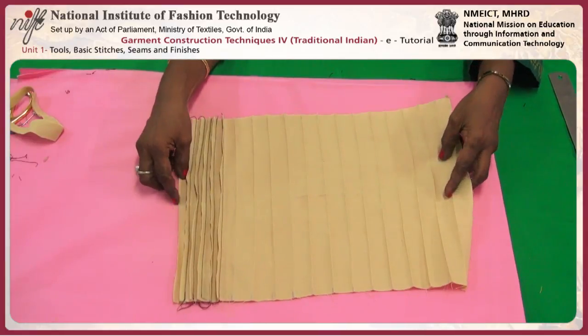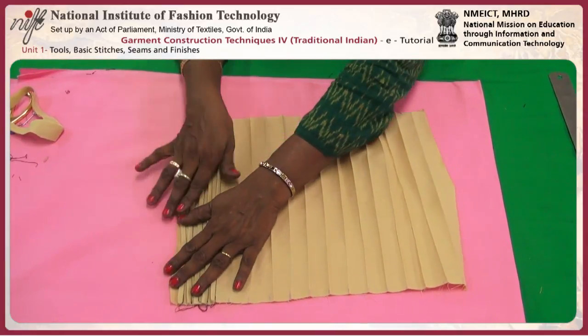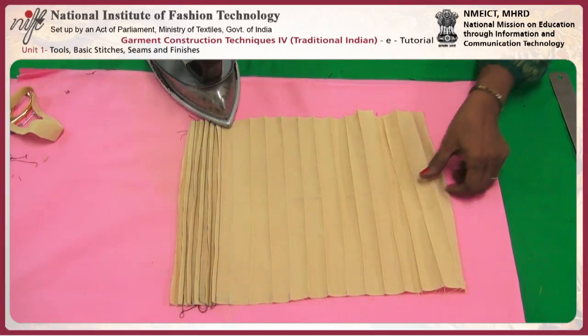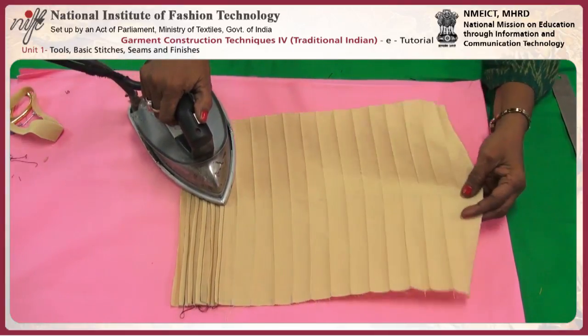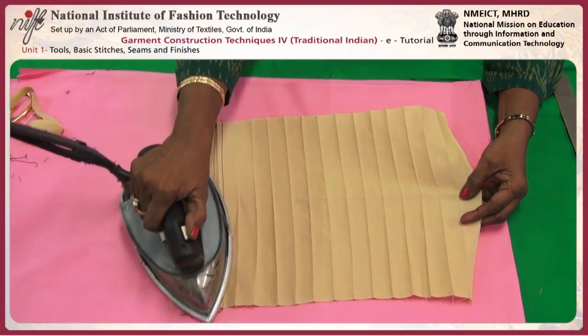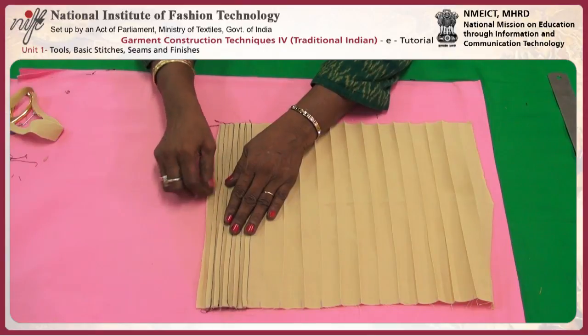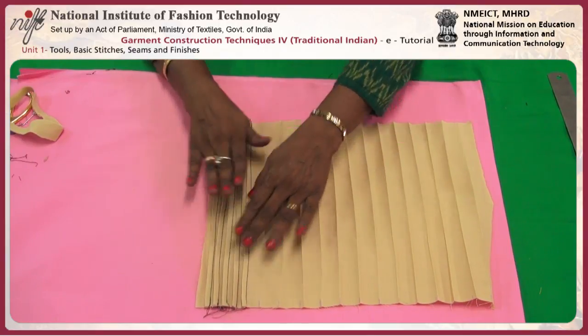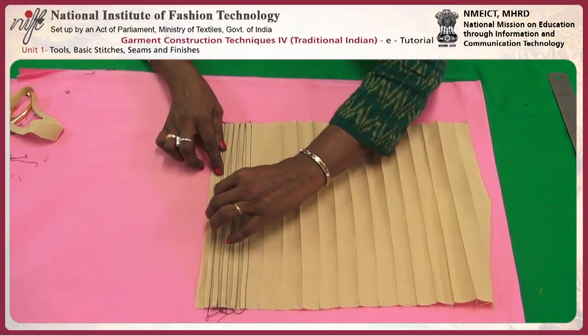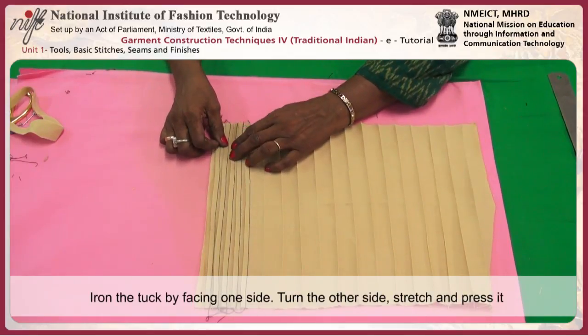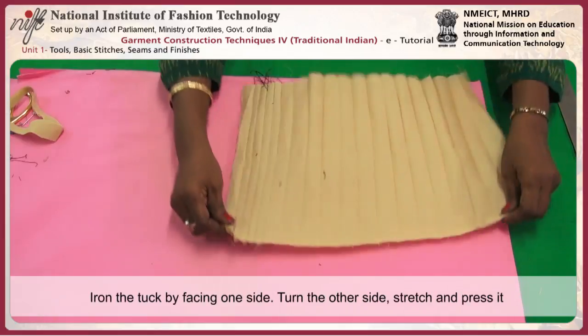Now the subsequent stitches of 1/4 inch have been done. So this looks like a tuck, and we have to iron the tuck by facing it towards one side. So all the tucks are facing towards one side, and you have to press.